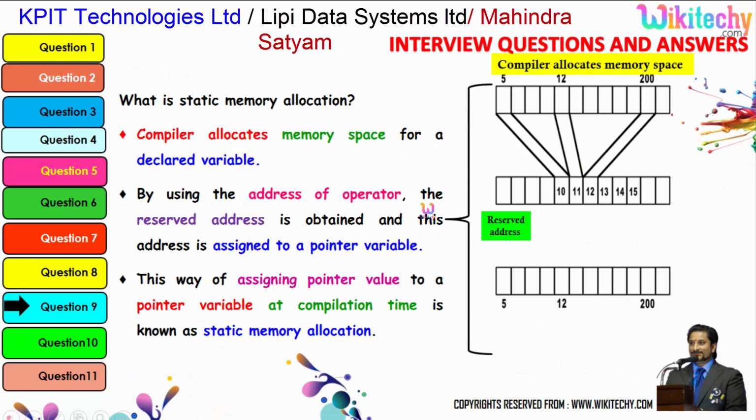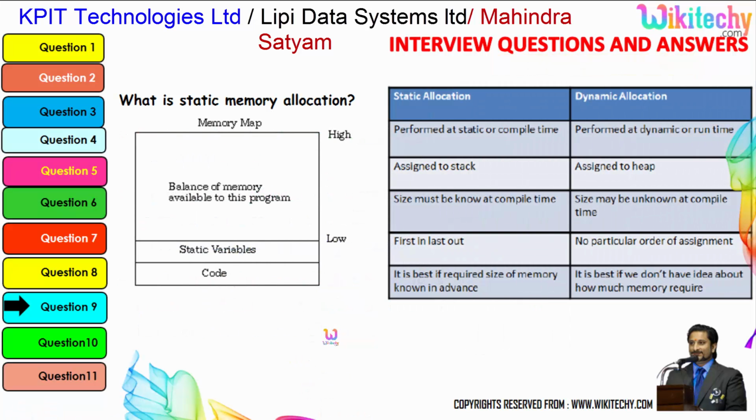Let's talk about a very important interview question, what is static memory allocation? The compiler allocates memory space for a declared variable. By using the address-of operator, the reserved address is obtained and the address is assigned to a pointer variable. This way of assigning a pointer value to a pointer variable at compilation time is known as static memory allocation. You can see it here. Here is the variable. Once the variable is declared, the memory is automatically allocated and the rest of the memory is available for the program to execute.